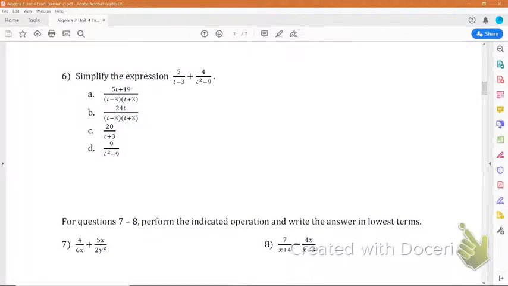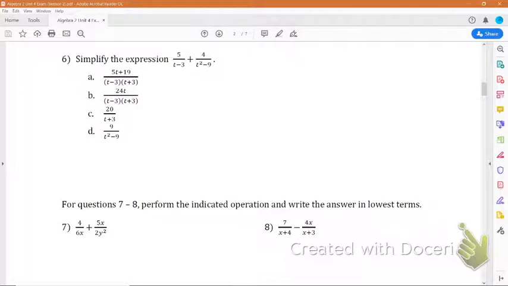On the back page, we are simplifying expressions with addition and subtraction. To add and subtract fractions, you must have a common denominator. To get a common denominator, I first of all need to factor where possible. Notice right here you have a difference of squares. This actually factors into t minus 3 and t plus 3.